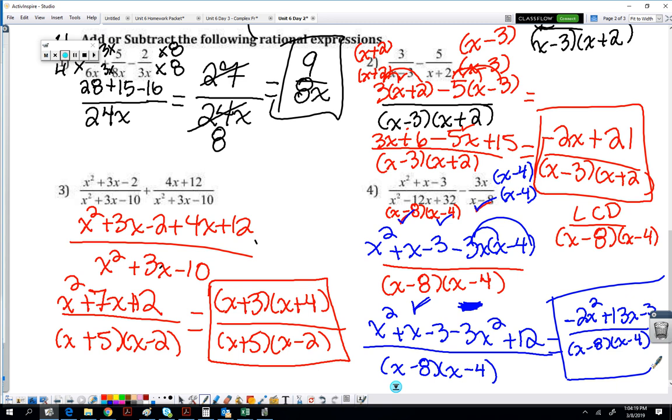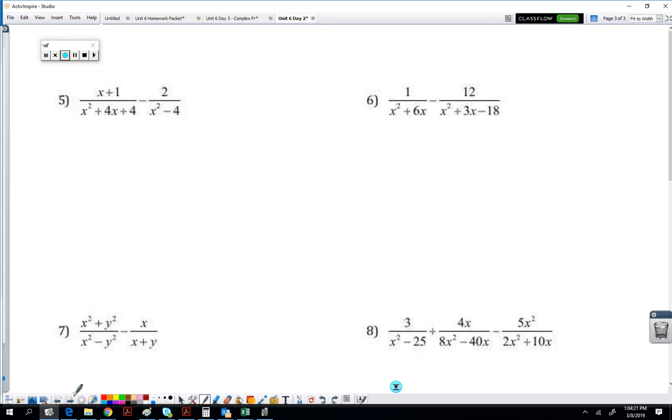Alright, moving right along. Let's take a look at the next few problems. Step number 1. Even though we have a new problem, your first step is the same: factor whatever you can. So I've got the difference of two squares, and what numbers multiply to 4 but add up to 4? 2 and 2. So now what you're going to do is find your LCD.